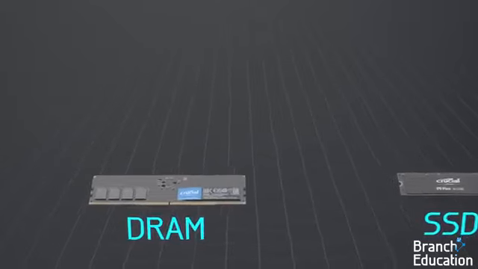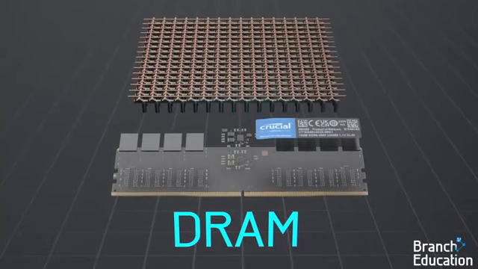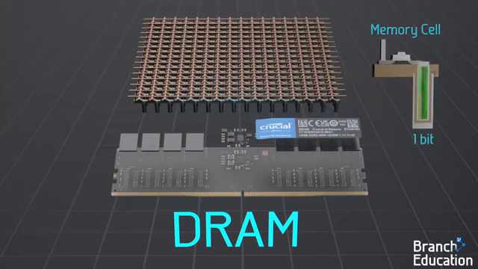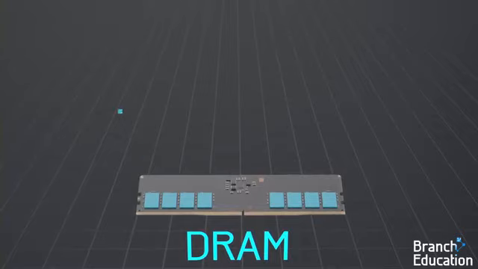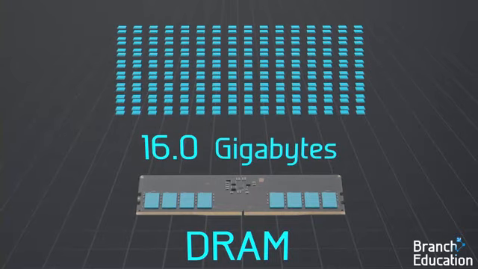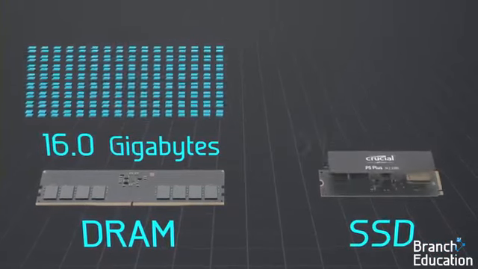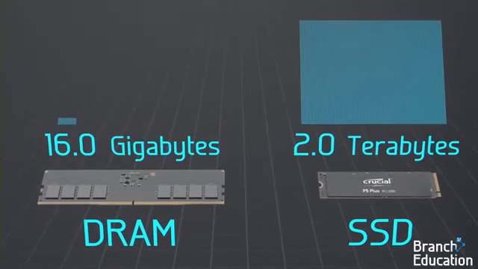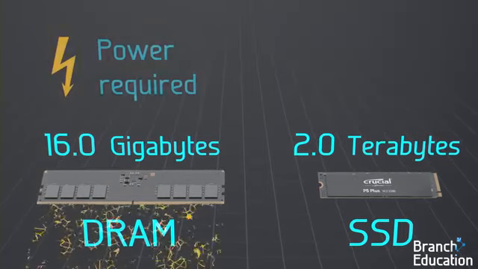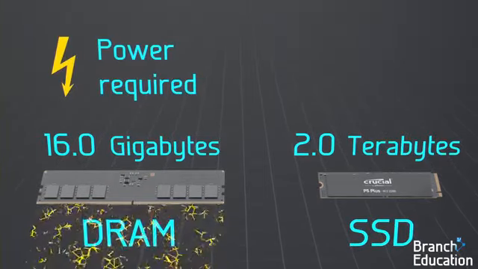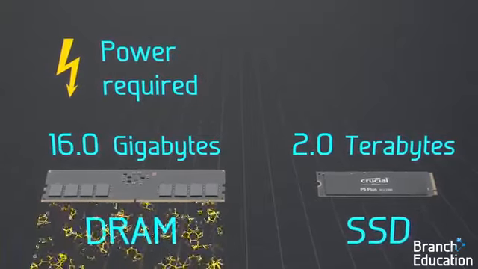However, speed is just one factor. DRAM is limited to a 2D array and temporarily stores 1 bit per memory cell. For example, this stick of DRAM with 8 chips holds 16 gigabytes of data, whereas a solid-state drive of a smaller size can hold 2 terabytes of data, more than 100 times that of DRAM. Additionally, DRAM requires power to continuously store and refresh the data held in its capacitors.